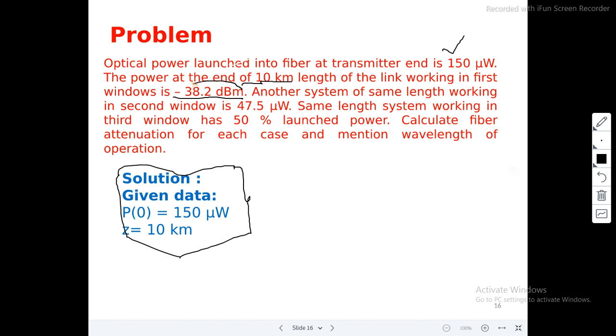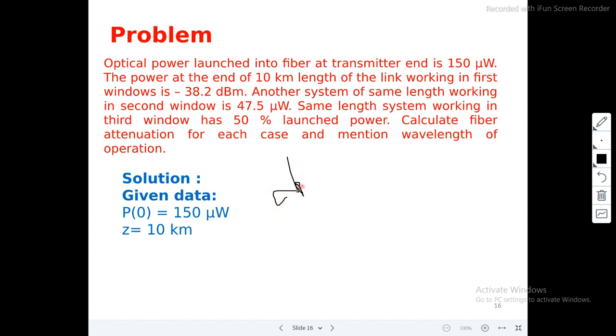Generally the units of attenuation is dB per kilometer, but in this case it is dB per meter. So the meters must be converted into kilometers. So we go for the first problem. First of all, you calculate the given statement.